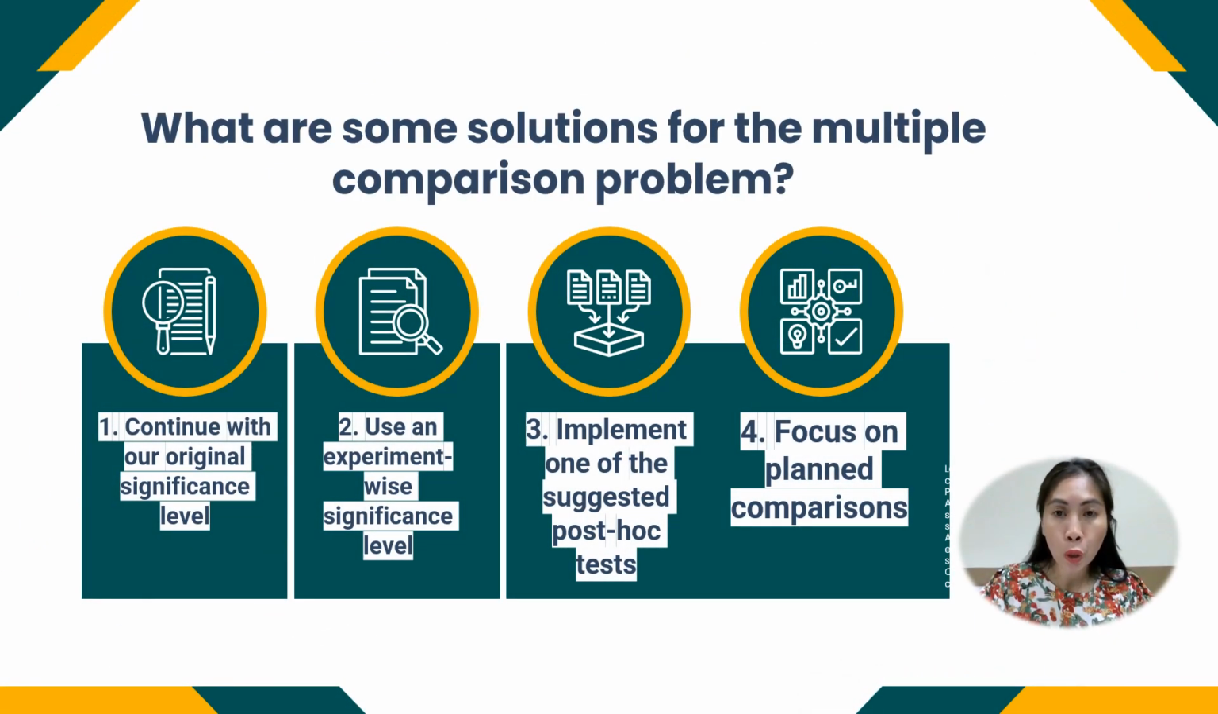Here are some solutions for the multiple comparison problem. What are these? Number one, continue with your original significance level. Number two, use an experiment-wise significance level. Number three, implement one of the suggested post-hoc tests. Number four, focus on planned comparisons. Let us now discuss these four solutions one by one.